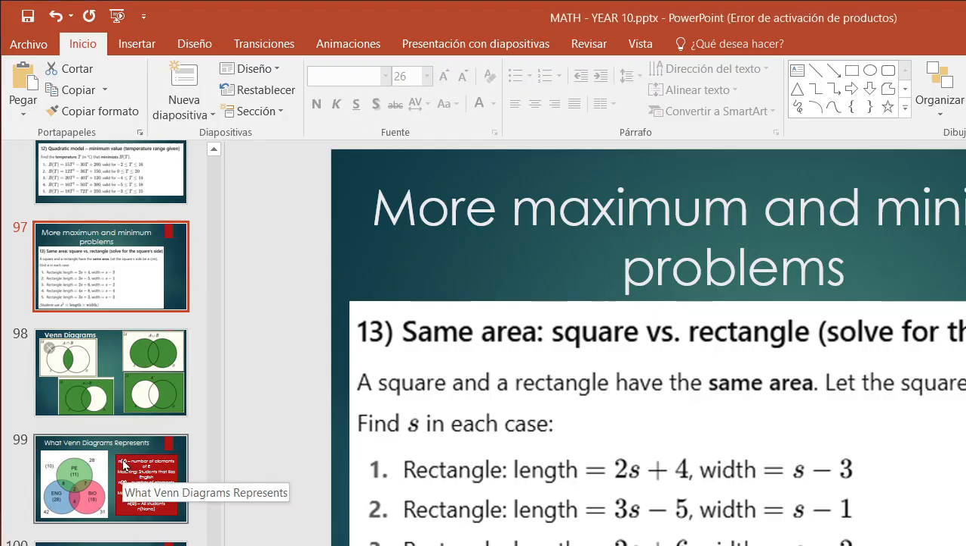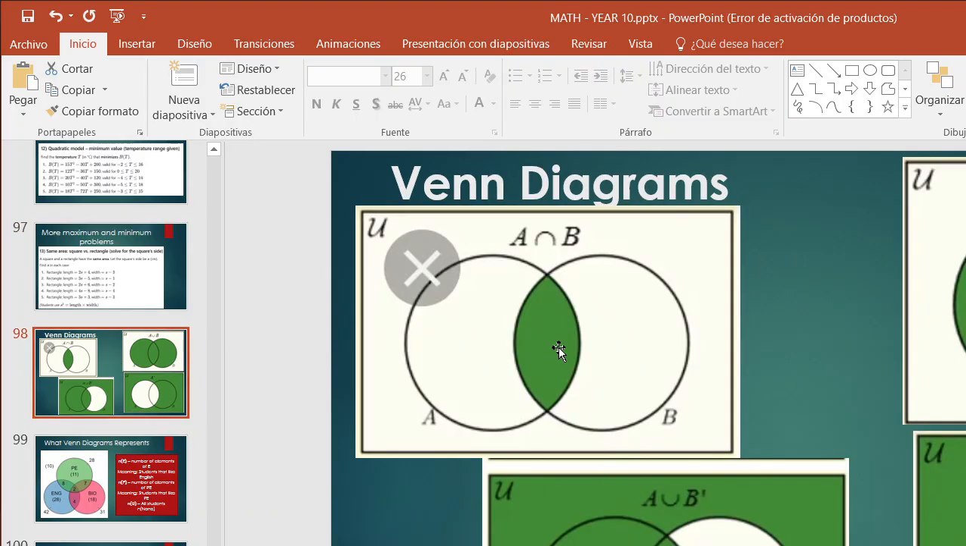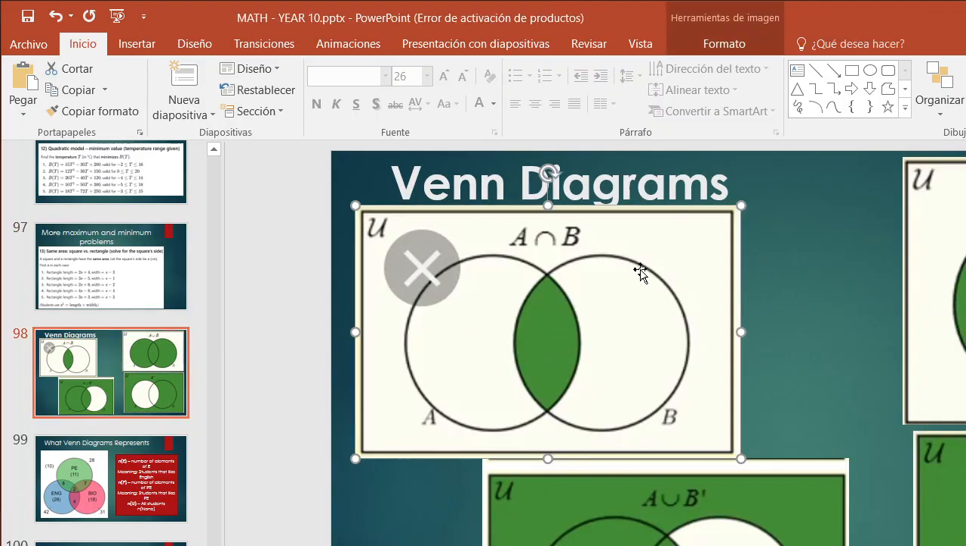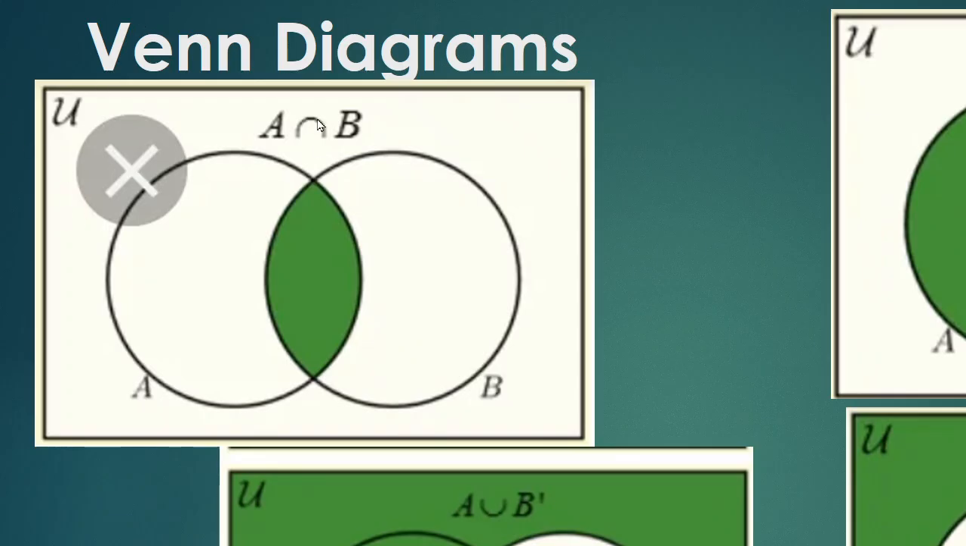The new topic is Venn diagrams. Venn diagrams represent sets. So for example, here A can be students that like math. B can be students that like ICT. The intersection, because the name of this symbol is intersection, will mean the students that like math and ICT.